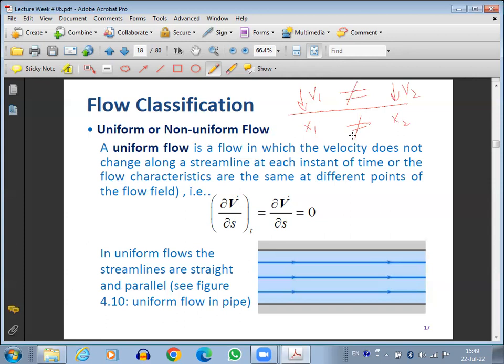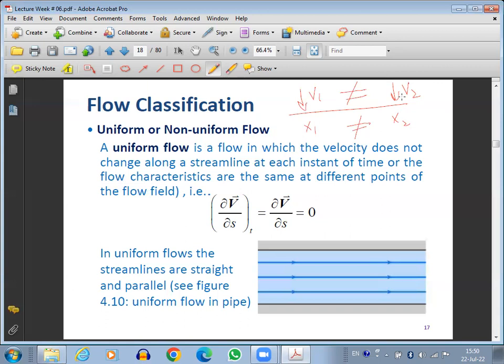But if its velocity is not changing, meaning at x1 the velocity is v1 and at x2 the velocity is v2, but v1 is equal to v2, both are the same, then it is a uniform flow. So when the fluid is moving in space such that the velocity is not changing from point to point in space, it is a uniform flow. But if the velocity is changing from point to point in space, it is a non-uniform flow. There is a specific meaning of uniform or non-uniform flow in fluid mechanics. Do you understand it or not?